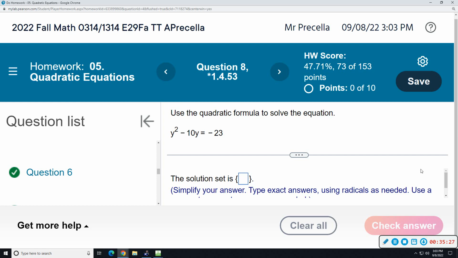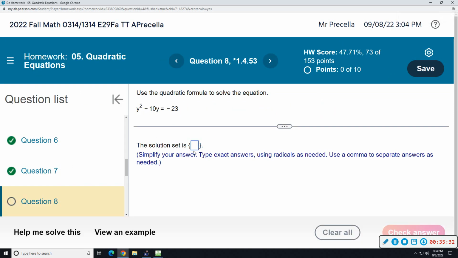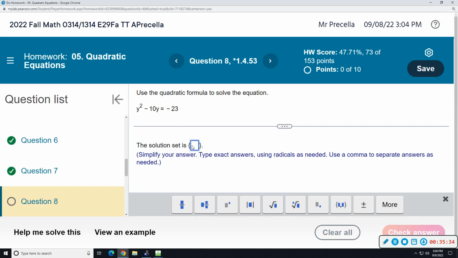5. This is no good. I need to shrink that. Okay, make it small. 5. And then we go to the plus minus key. Before they put in that plus minus key, you would have had to type 5 plus the square root of 2, comma, 5 minus the square root of 2. And if you put the comma under the square root, they counted it wrong without telling you why it was wrong.